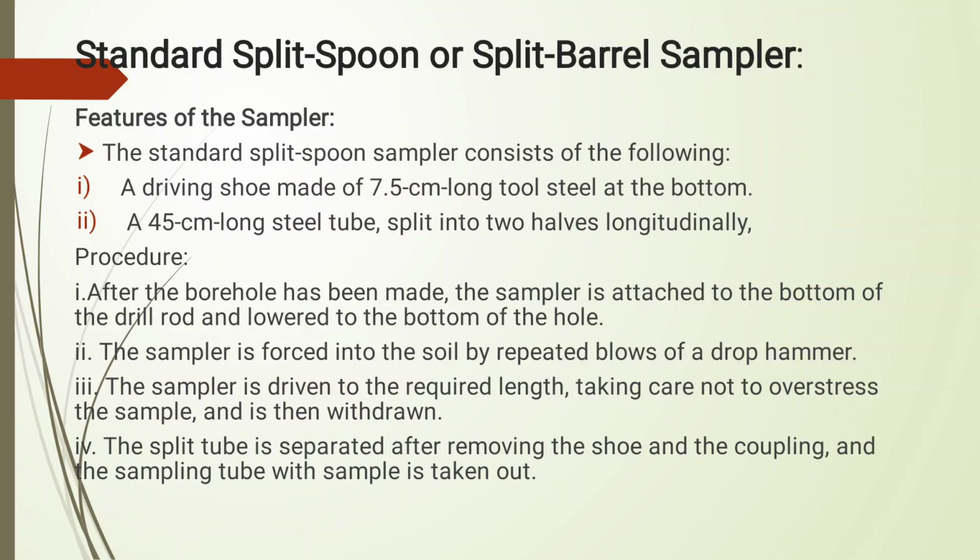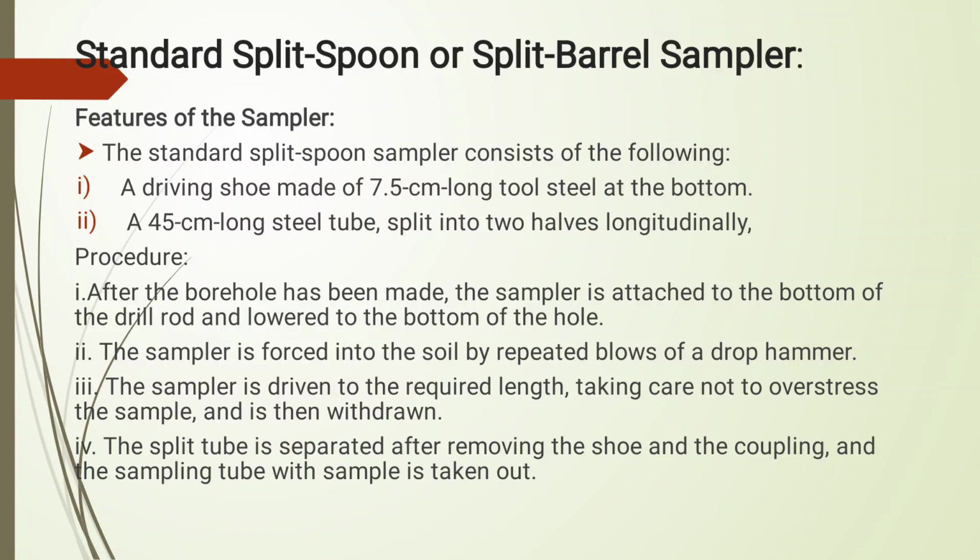Next one is the standard split spoon or split barrel sampler. Here we are using a driving shoe and also a split steel tube. Here the driving shoe is 7.5 cm long steel at the bottom and it is attached to a 45 cm long steel tube, that is split into two halves.